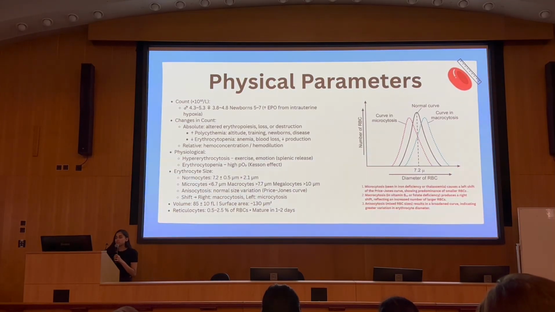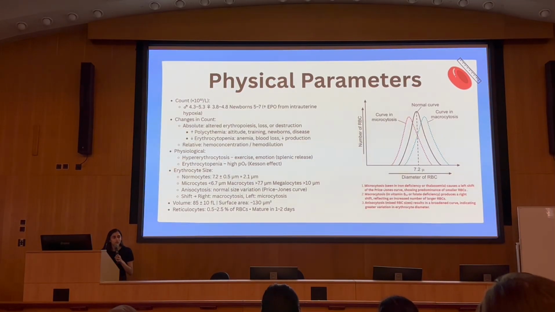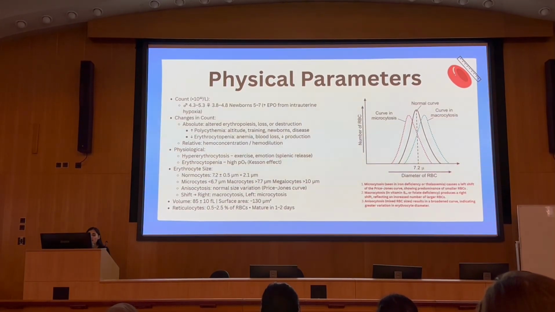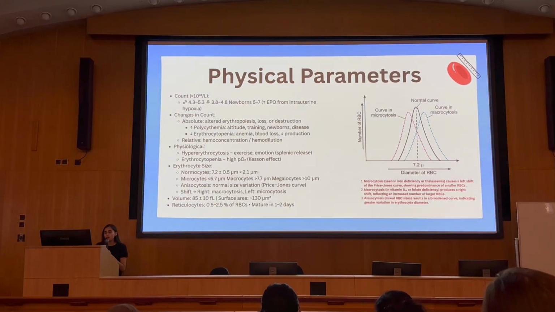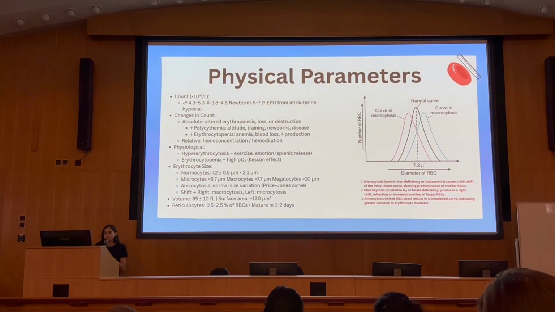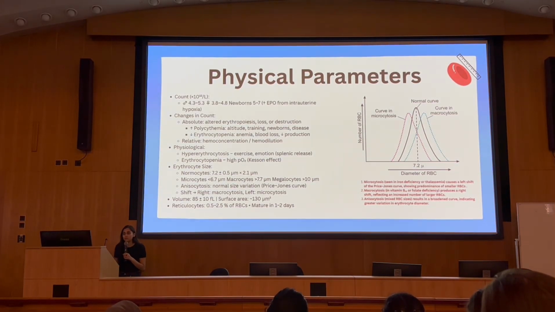So there is a really important graph that comes up here. It's a very simple graph. I don't know why it's important, but it is. So we have the Price-Jones curve, which shows microcytes, anisocytosis, and macrocytes. So anisocytosis is basically the normal size. The normal size is 7.2 plus minus 0.5 micrometers. So that is your normal size.